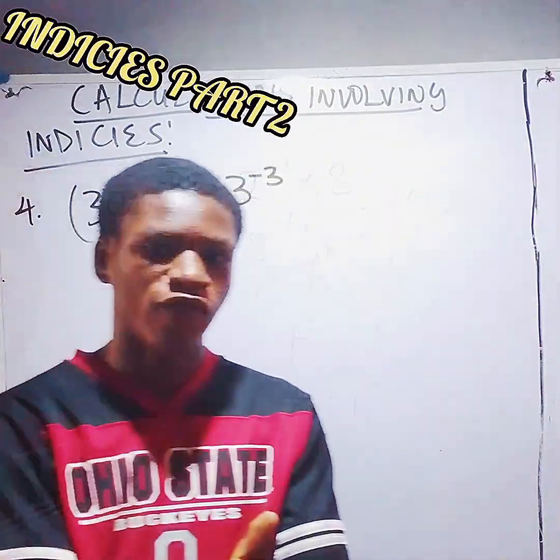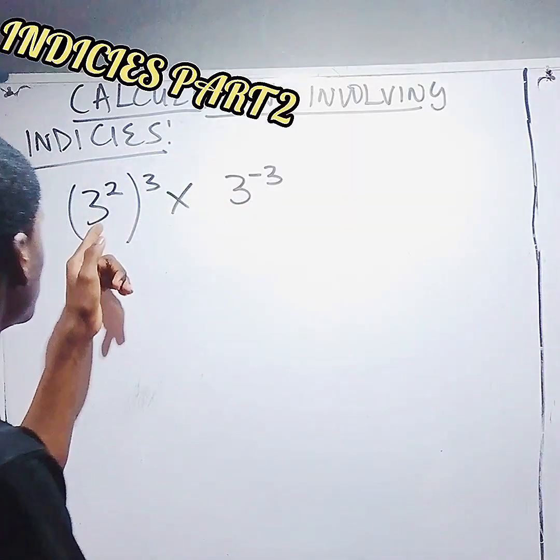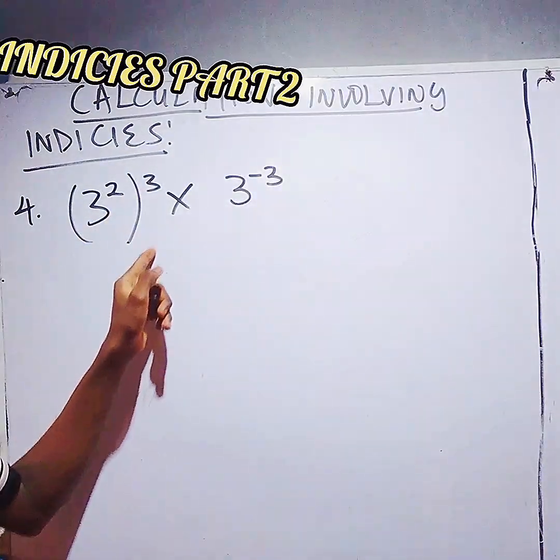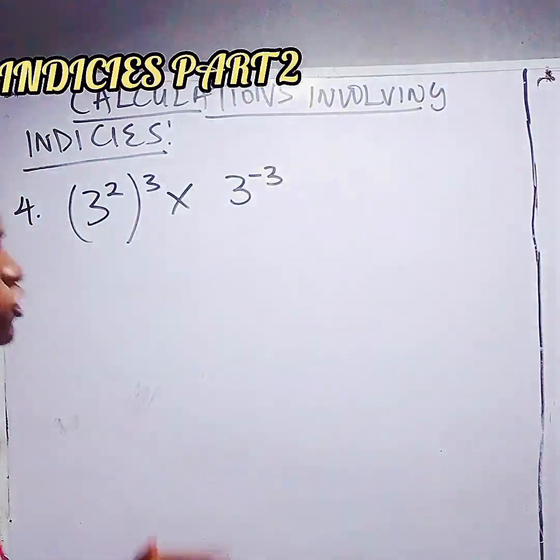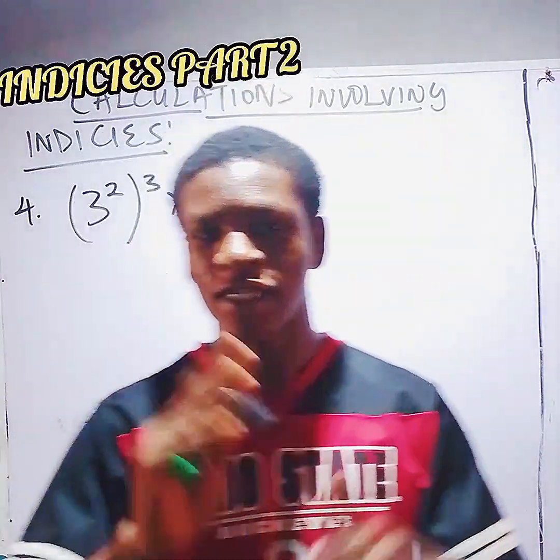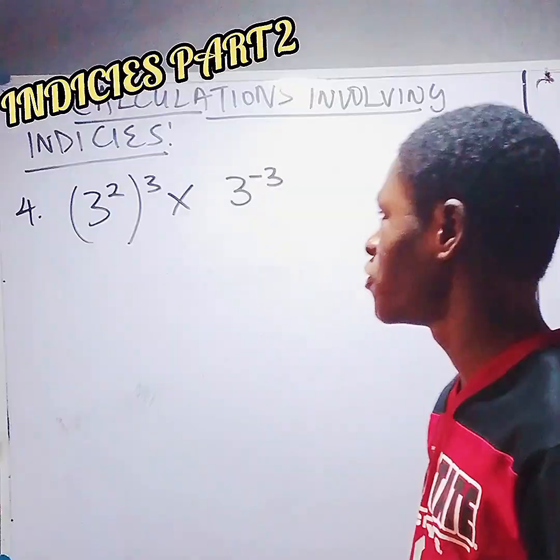Number 4: 3 raised to the power of 2 in brackets, raised to the power of 3, times 3 raised to the power of minus 3. Today is bright, as I told you, so we are just taking bright questions as they follow on.